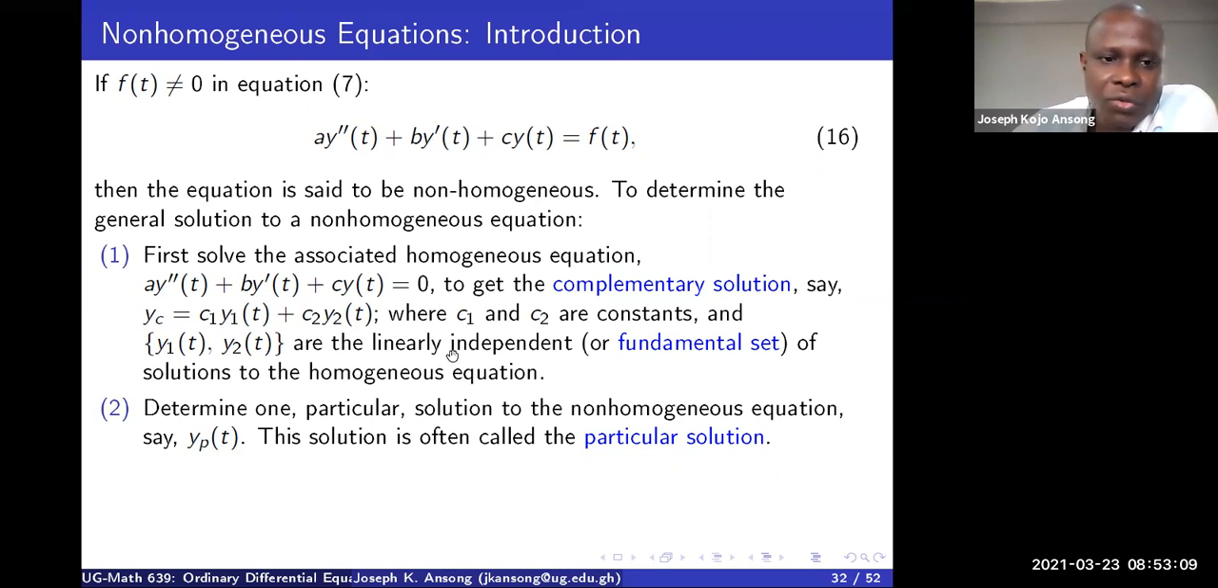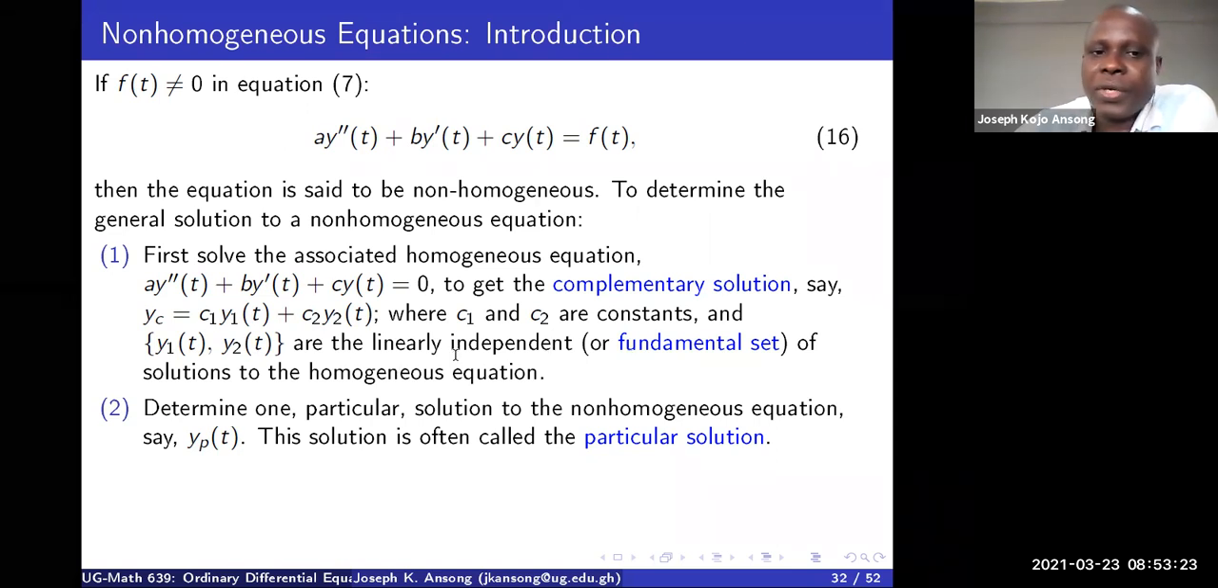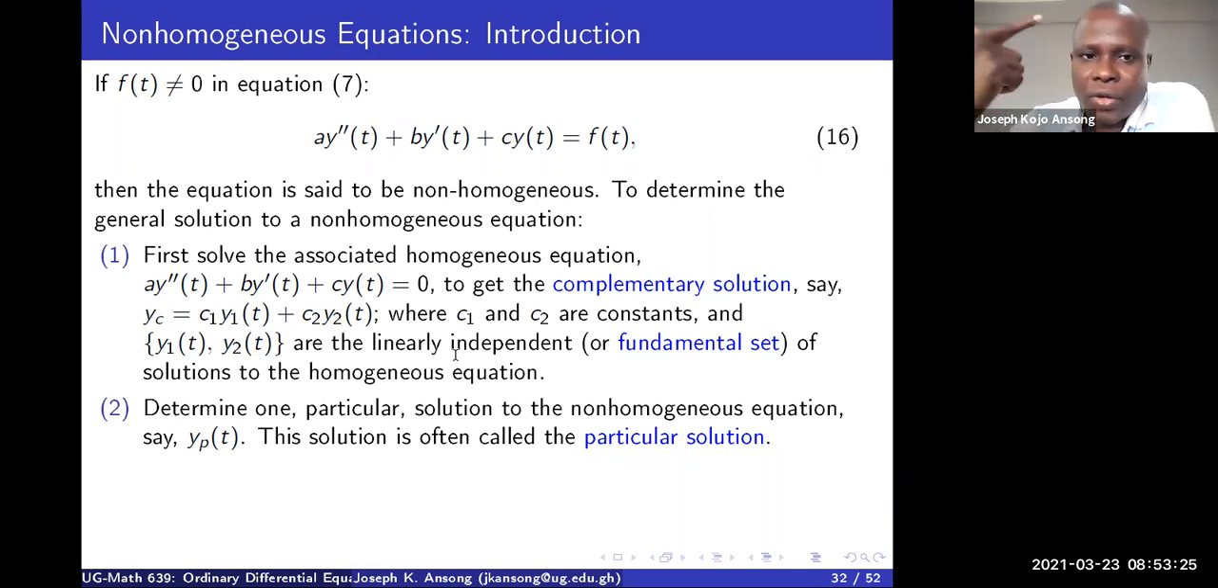Now, the solutions y1 and y2 to the homogeneous equation are linearly independent. Of course, that's what you need. We've explained that already. And they are often called a fundamental set of solutions to the homogeneous equation. So first of all, solve the associated homogeneous part of the equation. Once you've done that, then you look for a particular solution, just one solution that satisfies 16, that satisfies the non-homogeneous equation.